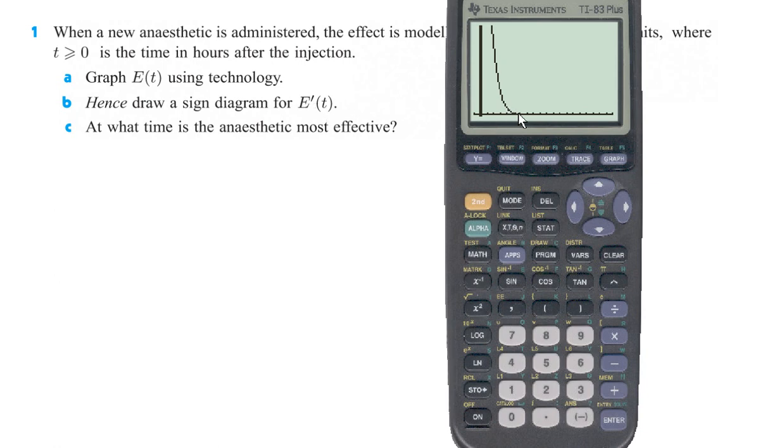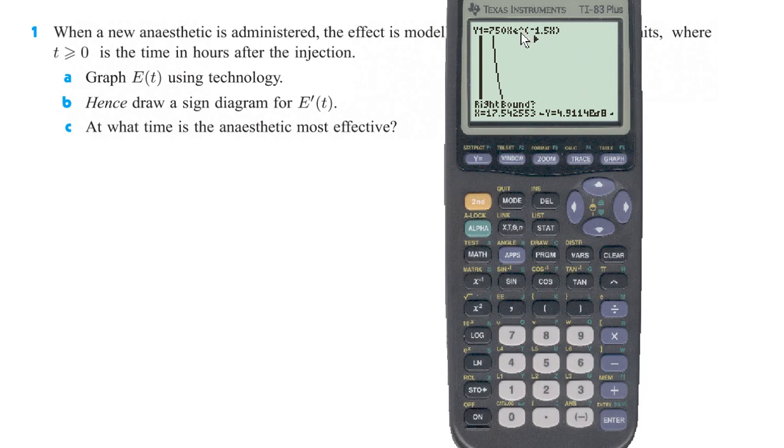Okay, so graph E of t using technology is done. Hence, draw a sign diagram for E prime of t. Basically we want to figure out when this is going to cross the x-axis. So we do second trace, and we want to figure out when this thing is 0. We do 0, and for the left value, we want to make sure it starts off positive and then may eventually turn negative. It's positive here, so we're okay. We push enter and keep pushing over, hoping it eventually turns negative. It's getting really close to 0, but it looks like it's just coming down closer and closer and does not look like it's ever going to cross.